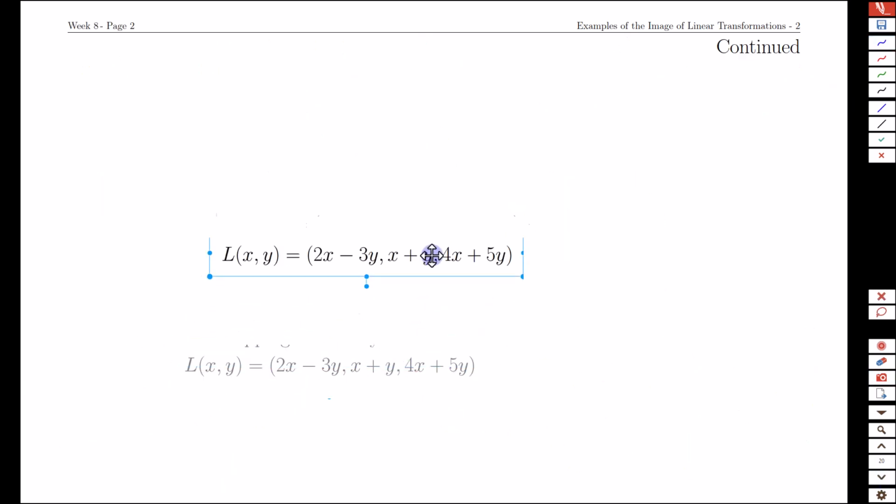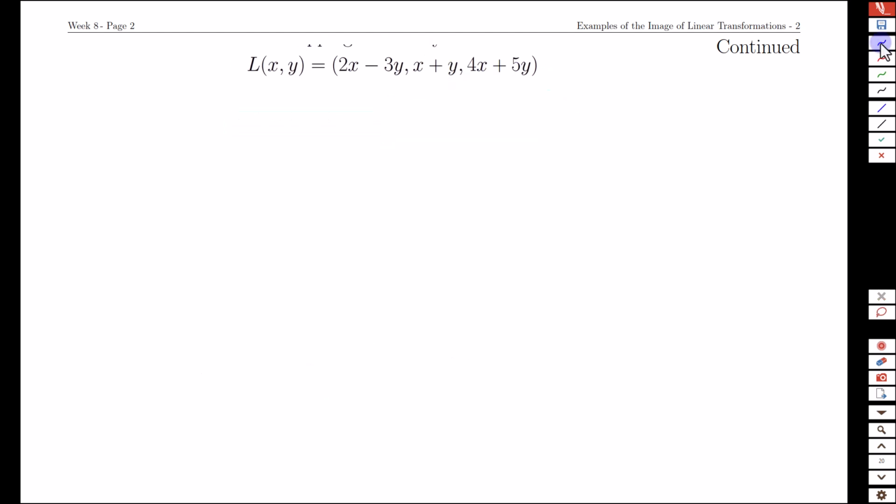Just pasting in the actual function for easy use here, we can confirm or check that L of 0, 2, well, that's equal to 0 minus 3 times 2 is -6, 0 plus 2 is 2, and 0 plus, hey, that's 0 plus 2. Negative 6, 2, 10 is our point, which is perfect.